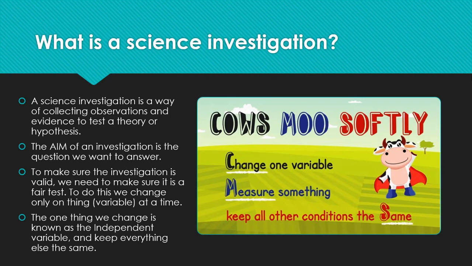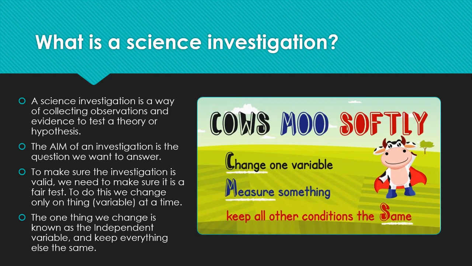The aim of an investigation is the question we want to answer. And to make sure the investigation is valid, to make sure that it is a fair test, we only change one thing or one variable at a time. The one thing we change is known as the independent variable, and we keep everything else the same.